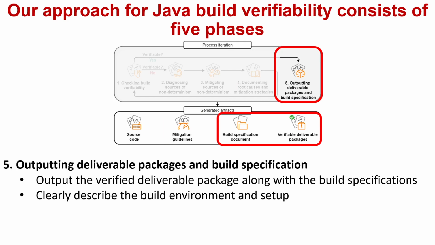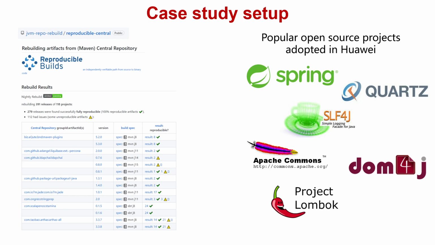The build specifications consist of 3 parts: the build environment, the build commands, and the additional operations applied on the build artifacts for build verifiability. In our running example, we have included all the above information and delivered them to the third-party auditing agencies. Next, we introduce the case study setup.